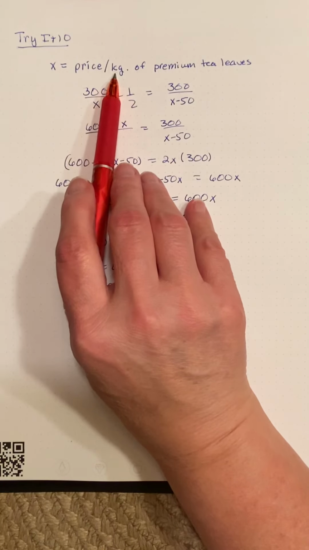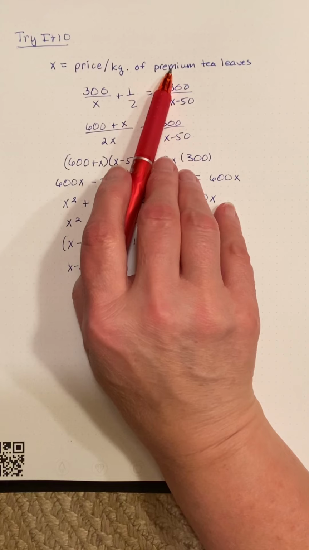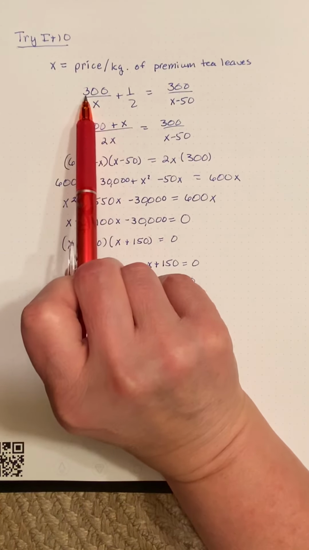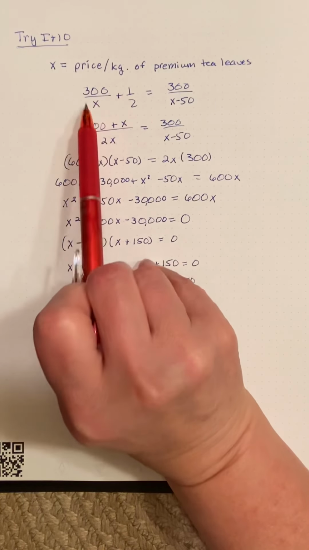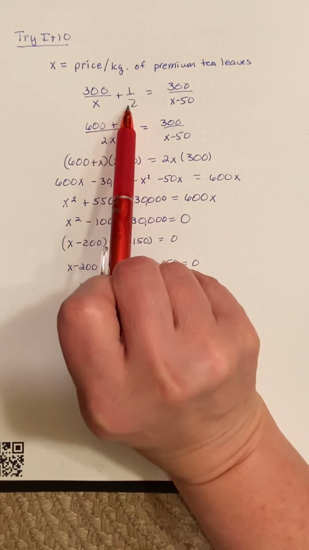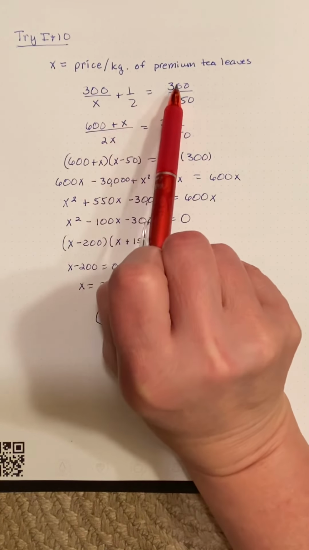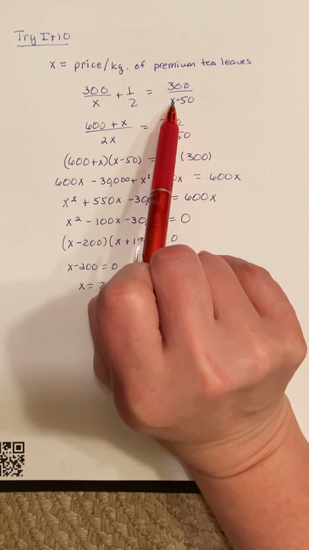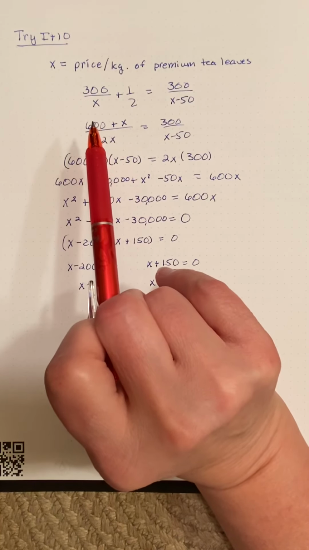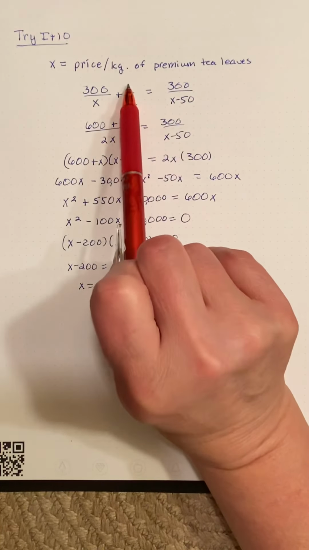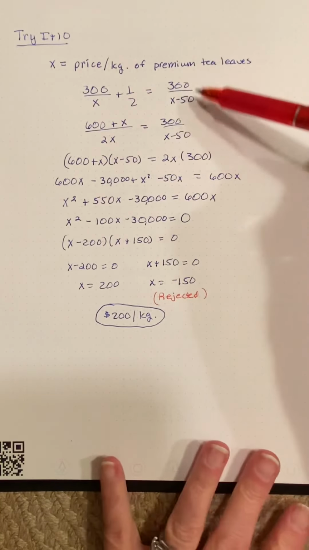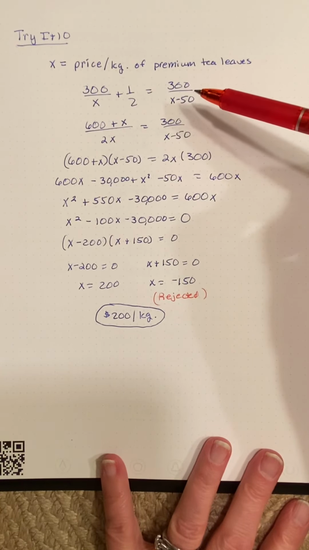X is the price per kilogram of premium tea leaves, because that's what they want us to find. So I take the total price that she spent, $300, and divide it by that price per kilogram, remembering that if I bought a half a kilogram more, I would end up with that price over the price per kilogram minus $50. It would have been reduced by $50 if I had bought a half a kilogram more. So that is the nuts and bolts of it.